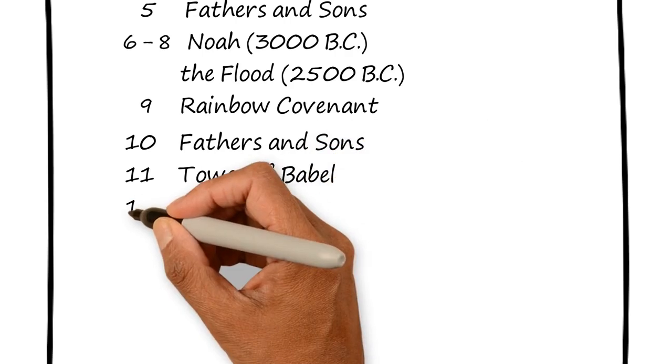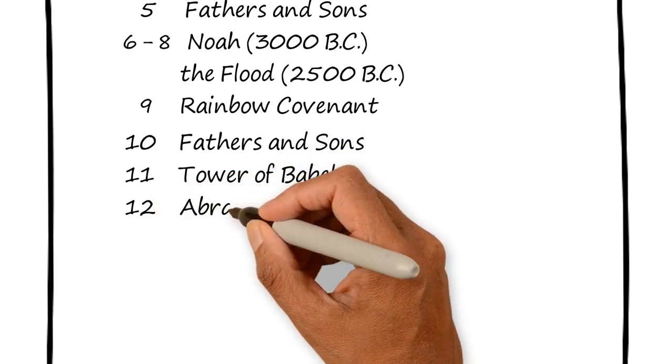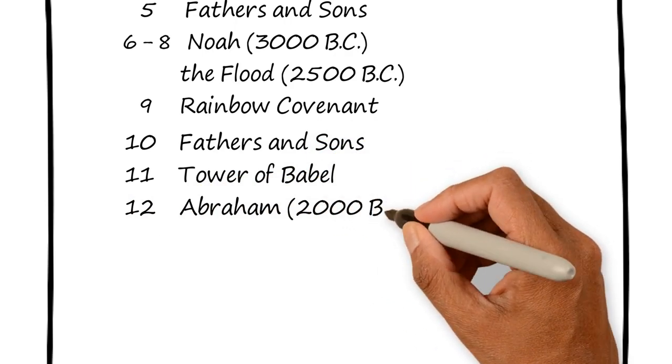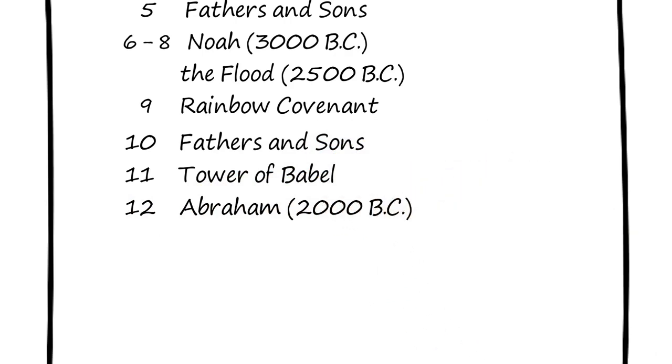And finally, chapter 12 begins the story of Abraham. Chapter 12 is the last chapter that we'll try to remember. Now, let's take a closer look at these chapters in lesson number 2 of the Old Testament overview.